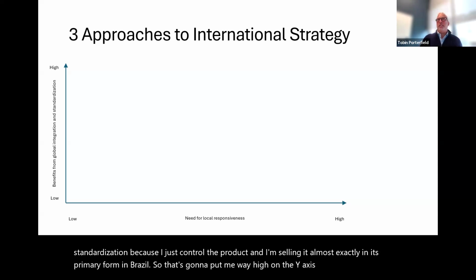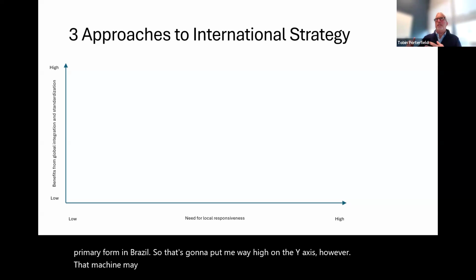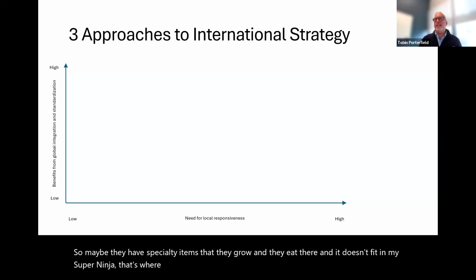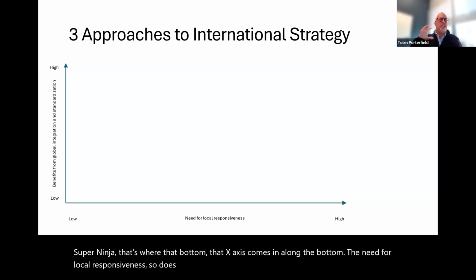However, that machine may not properly slice and dice the types of food products that they use in Brazil. So maybe they have specialty items that they grow and eat there, and it doesn't fit in my Super Ninja. That's where the x-axis along the bottom comes in: the need for local responsiveness. So does my machine need to be tailored?